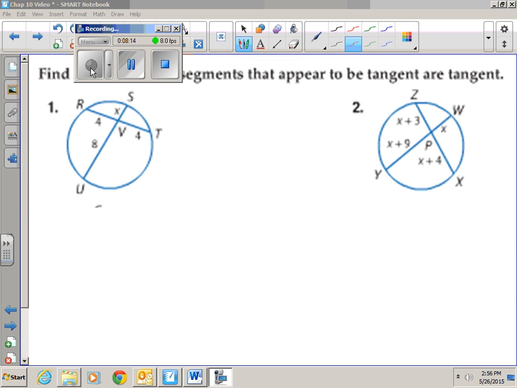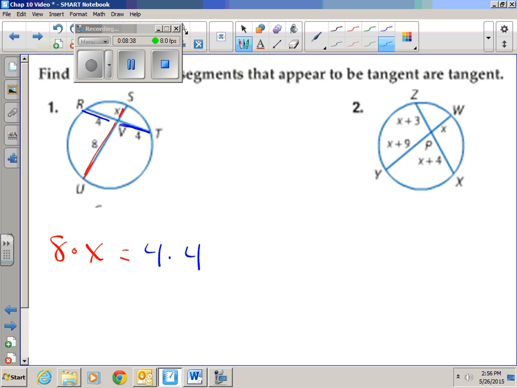Okay, let's do these two. We'll do the first one together. You'll do the second one on your own. Looking right here, it looks like a chord power theorem. So I know that 8 times x is equal to 4 times 4. So now 8 times x is 8x is equal to 16. I think x is going to be 2. That one wasn't too bad.